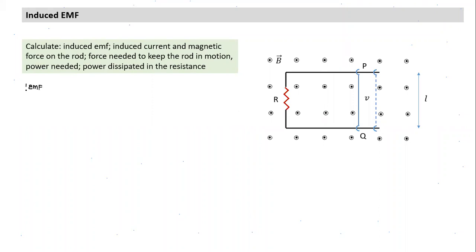Induced EMF magnitude, we'll find the direction. Always we'll calculate EMF separately, direction we'll find out using Lenz law. EMF we have calculated, what is EMF equal to? BLV: magnetic field, length of the rod, into velocity. Thus EMF, and what is the current equal to? EMF by R.